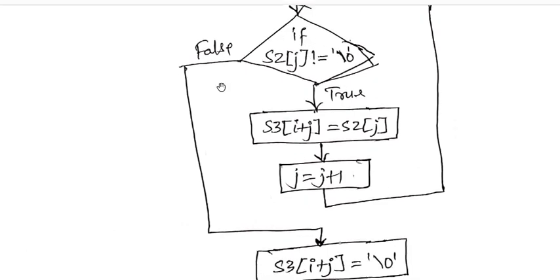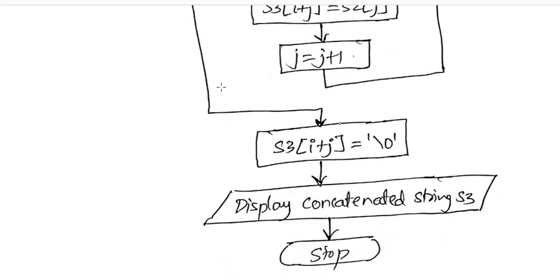When it is false, very important thing, we are going to append s3 of i plus j with a null character, because every string must end with a null character. Then display the concatenated string s3, and then again this should be a return. This is not correct, please use it as a return. So we return from the function. So this completes the string operation function program as well as the flowchart.